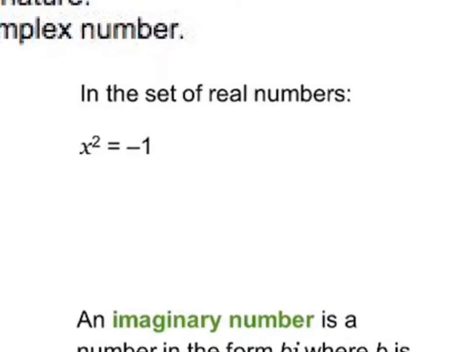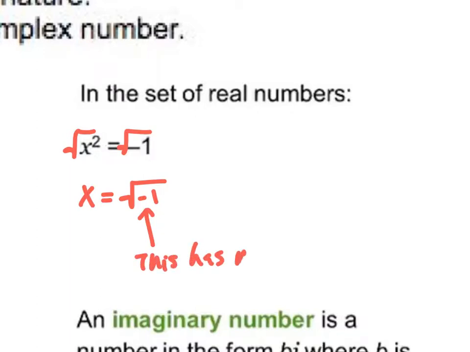If I were to take this equation and solve for x, this means that some number x times itself, x squared, is equal to negative 1. Now, if I were to take the square root of both sides, I would get that x is equal to the square root of negative 1. Now, there's a problem with this, which is that this cannot be done. This has no solution. The reality is that we can't take the square root of a negative number.